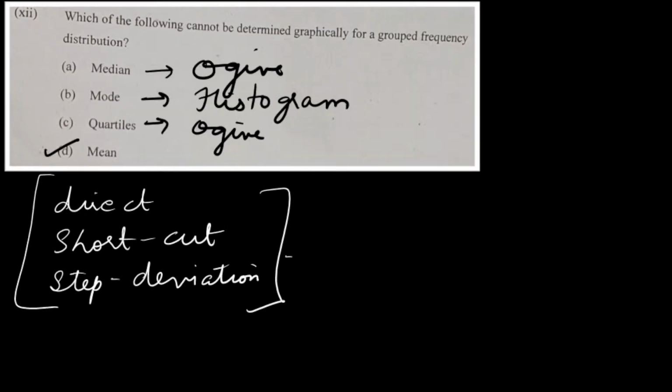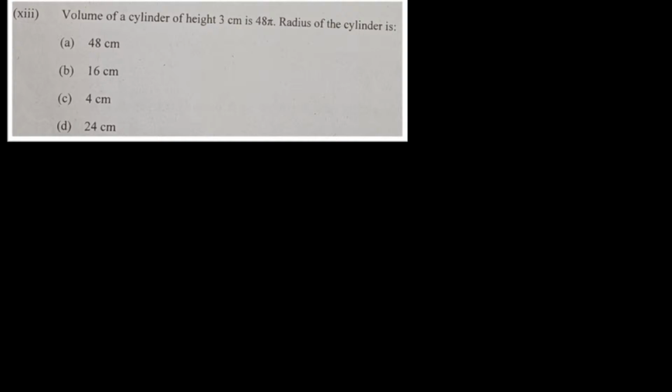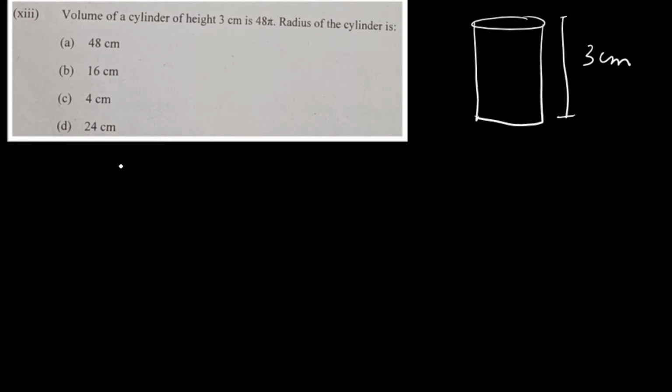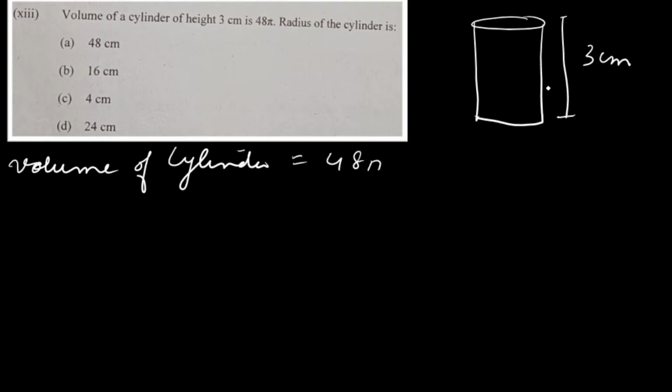Question number 13. Yes, it is also yesterday's question. You can see from this paper the question has come. Volume of a cylinder of height 3 centimeter is given to us. The height of the cylinder is 3 centimeter, and the volume of the cylinder is equal to 48 pi. The radius we have to find.